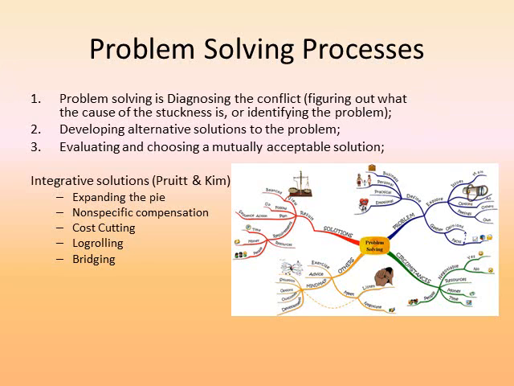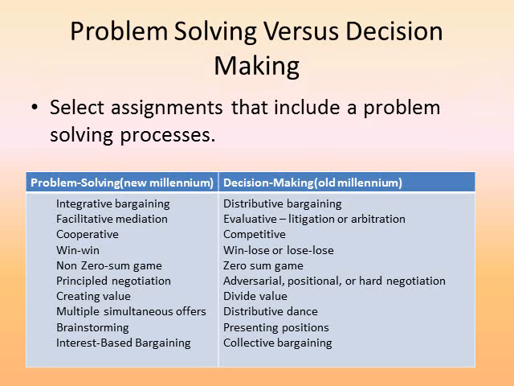In the Handbook of Conflict Resolution, Weitzman and Weitzman have the problem-solving process of diagnosing the conflict, developing an alternative solution, and evaluating the solution. Pruitt and Kim provide many suggestions for finding alternative solutions in their problem-solving process. Problem-solving is often contrasted with decision-making. In this chart, I have contrasted words generally associated with the two. As an instructor of NCRP, I advocate a problem-solving method over a decision-making method.